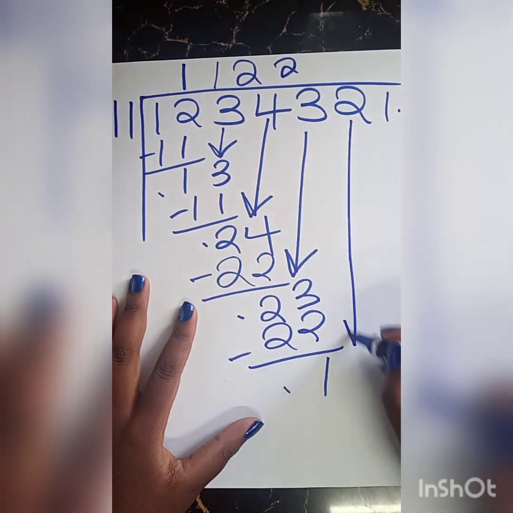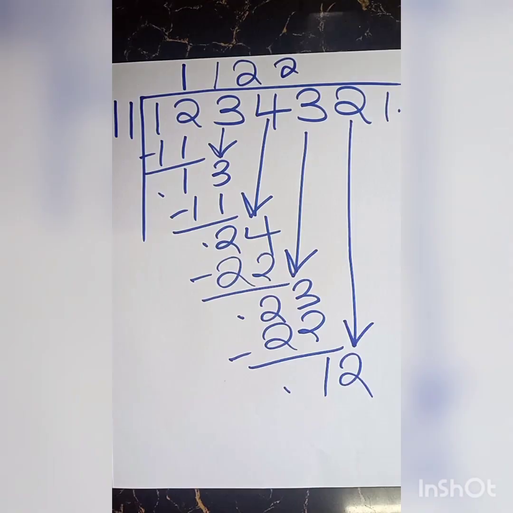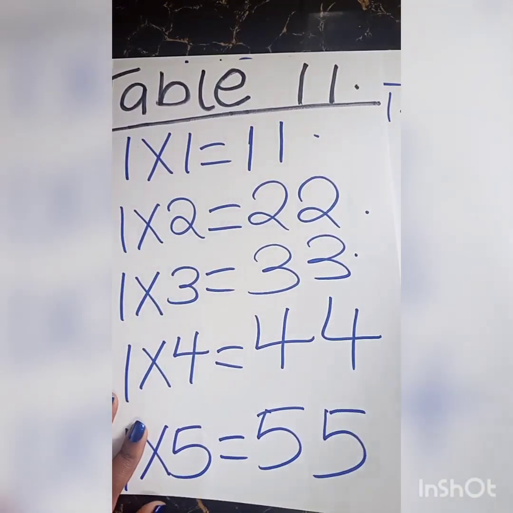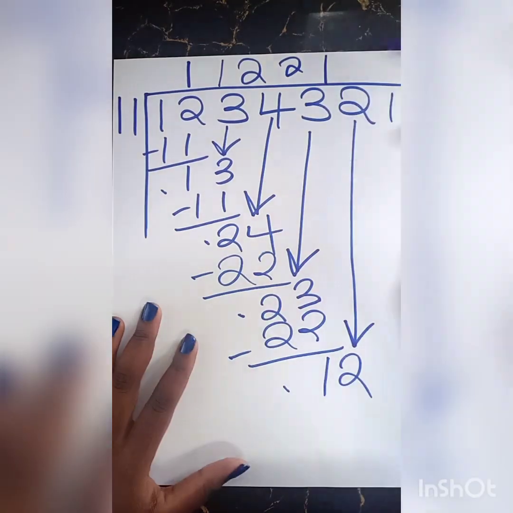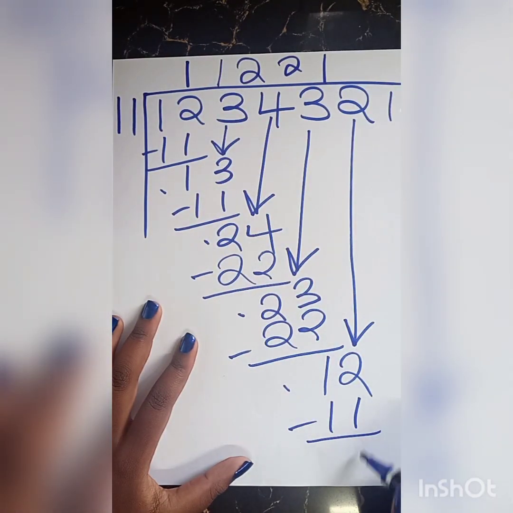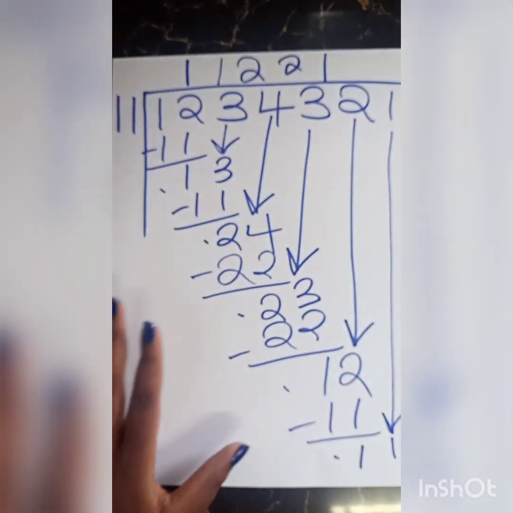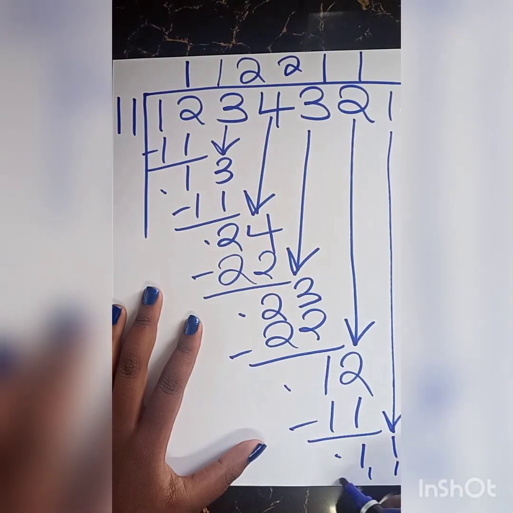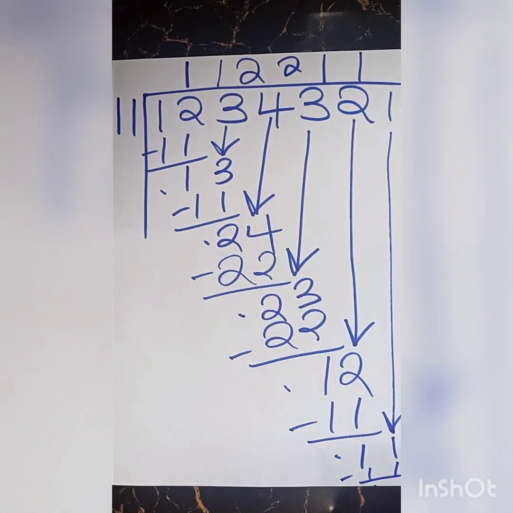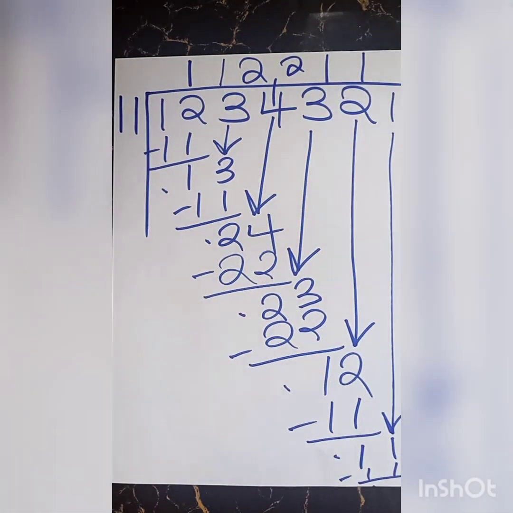The next step will be to drop the 2. When you drop the 2, you have 12. And 12 is in between 11 and 22. So we'll write a 1 here because 1 times 11 is 11. And 2 minus 1 is 1. So the last step will be to drop this 1. And as we can see, 1 times 11 is 11. So we'll write a 1 here. And just like that, you have your answer. So the answer to that question is this number here, 112,211.